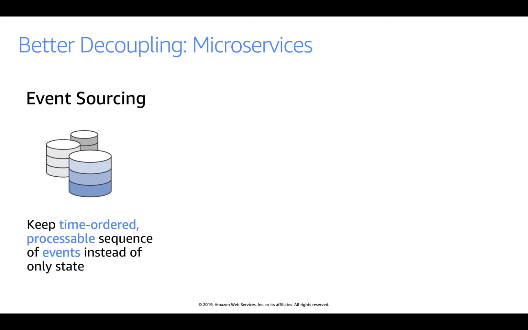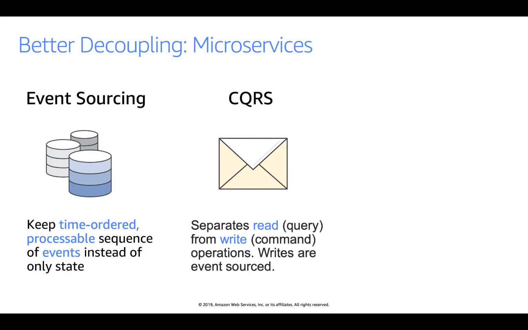So the first one is called event sourcing. This is where you do not just keep the final state of something, but you keep a time-ordered processable sequence of events that you can reprocess to recreate the state. Now imagine you had to do the same thing with a relational database. This is possible, but it's much more challenging. It's much more complicated. The second one is called CQRS, which stands for Command Query Responsibility Segregation.